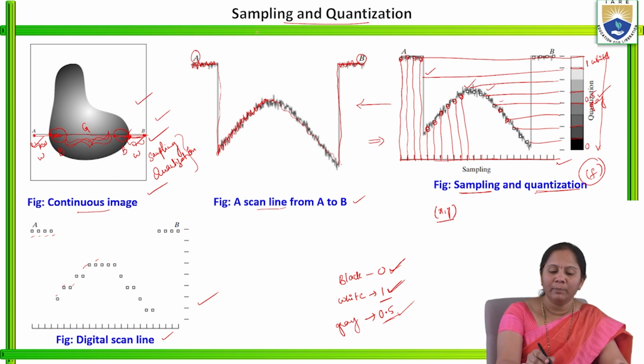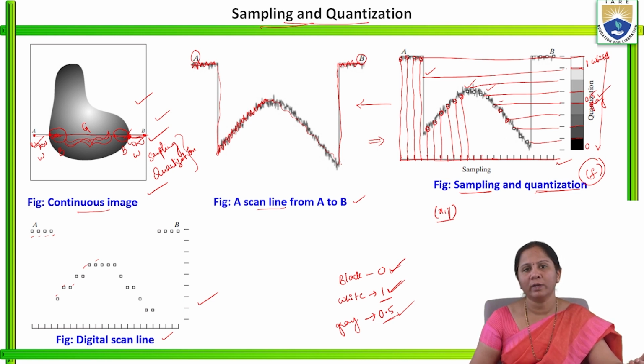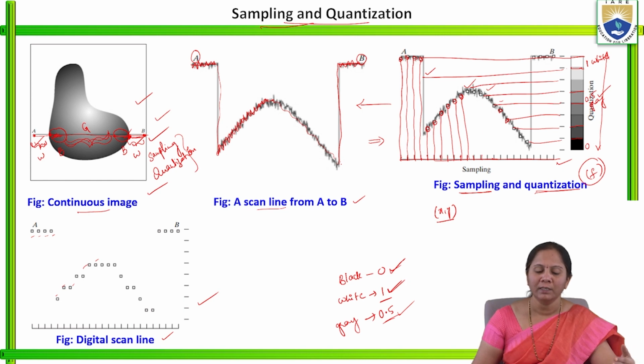So this is the complete process of sampling and quantization: why sampling is required, why quantization is required, what is the purpose of converting an analog signal to a digital signal, and how the internal blocks of sampling and quantization operate.